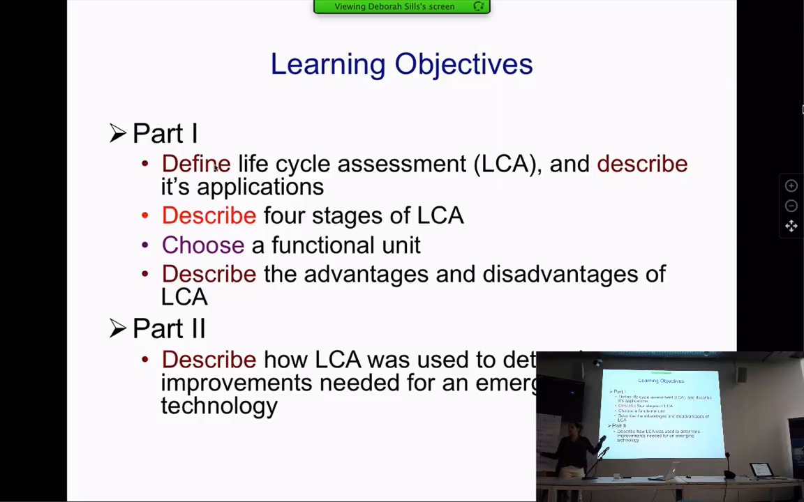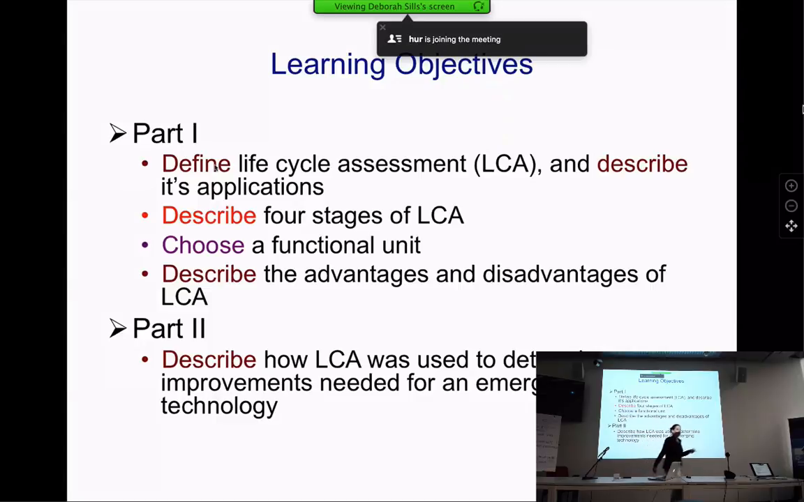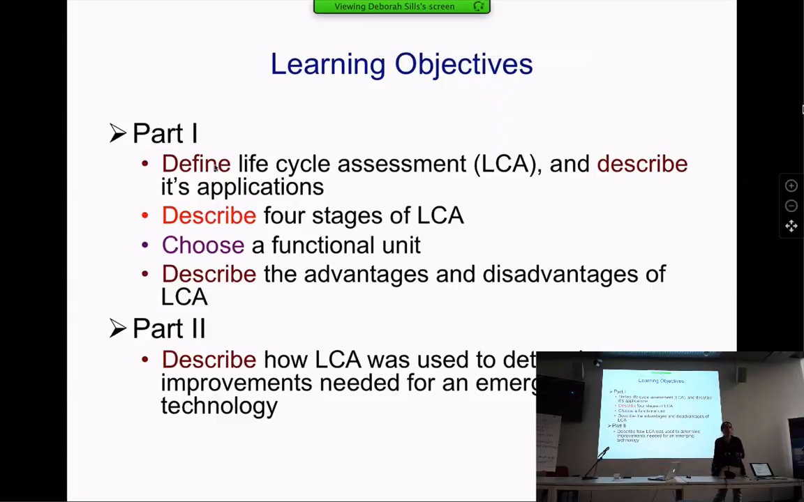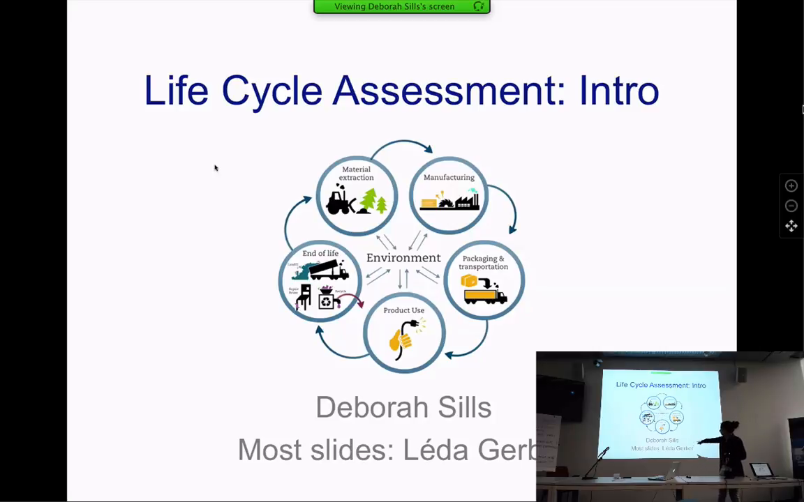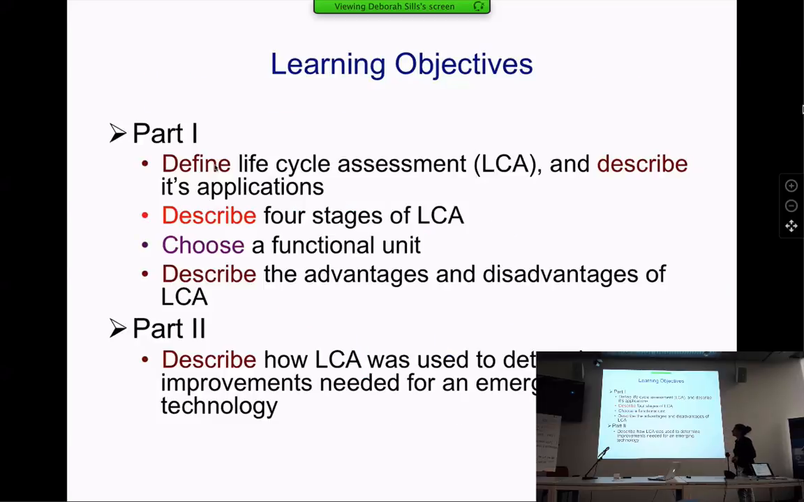So that's the first part. It's basically intro to LCA. Hopefully not for dummies. And in the second part, I'm going to talk about a recent study that I did with my colleague Leda Gerber on applying LCA to look at target parameters for a new renewable technology. Most of the introductory slides are Leda's, so I want to thank her right off the bat.